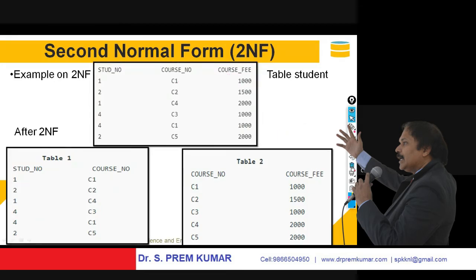It leads to problems, that is, updation anomalies. Redundancies lead to updation anomaly, deletion anomaly, and insertion anomaly. To avoid that, I fragmented this table into two units, table 1 and table 2. In table 2, you observe here, it has course fees, that's all.